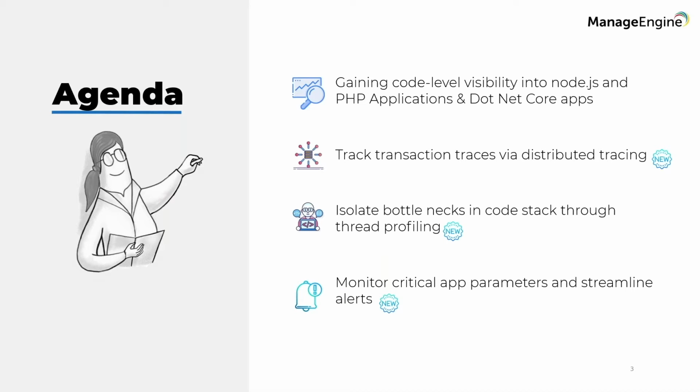In today's topic, we will be discussing real-time application performance monitoring, right from gaining code level visibility into your Node.js and PHP application and .NET Core applications. Next, we'll be discussing transaction traces via distributed tracing, which is specifically focusing on microservices. And the third topic for today would be isolating the bottlenecks in the code stack by using the thread profile option in the application performance management.